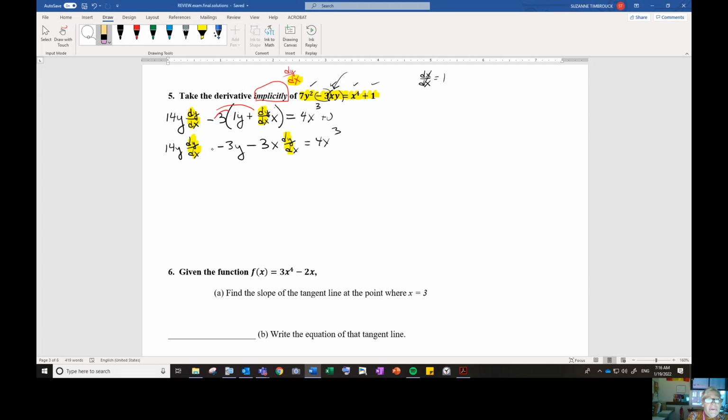So any term with the dy dx is going to stay over here on the left, and I am going to move anything that does not have a dy dx. So I'm going to add that 3y. So I'm left with 14y dy dx minus 3x dy dx equaling 4x cubed plus 3y.